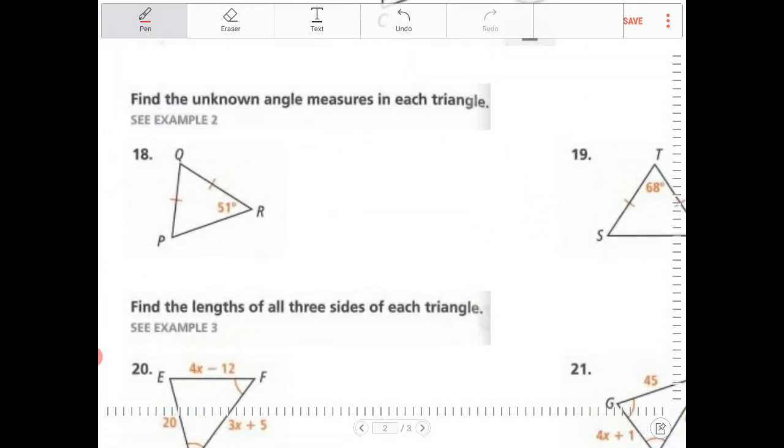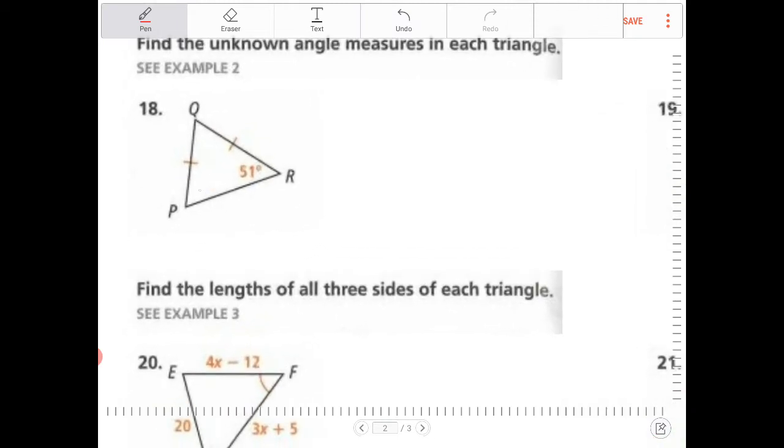Find the unknown angle measures in each triangle. Alright, so this is 51, that means this is 51, that means this angle over here must be 180 minus 2 times 51, which is 180 minus 102, which is 78.